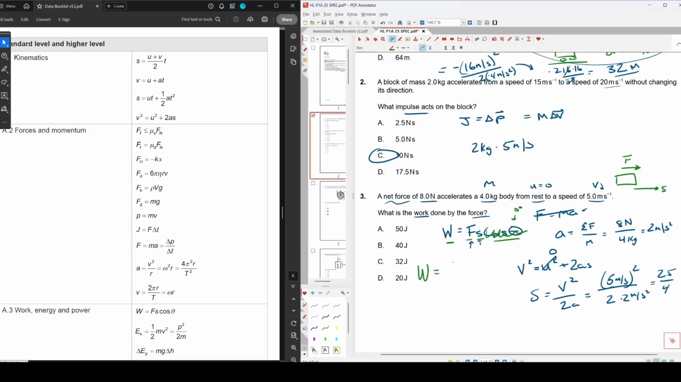So work is going to be the force, 25 over 4 newtons times, nope, sorry, that's my displacement. The force is the 8 newtons they gave me times the displacement of 25 over 4 meters. Okay, I see what we're doing now. That's 2. 2 times 25 is 50 joules.